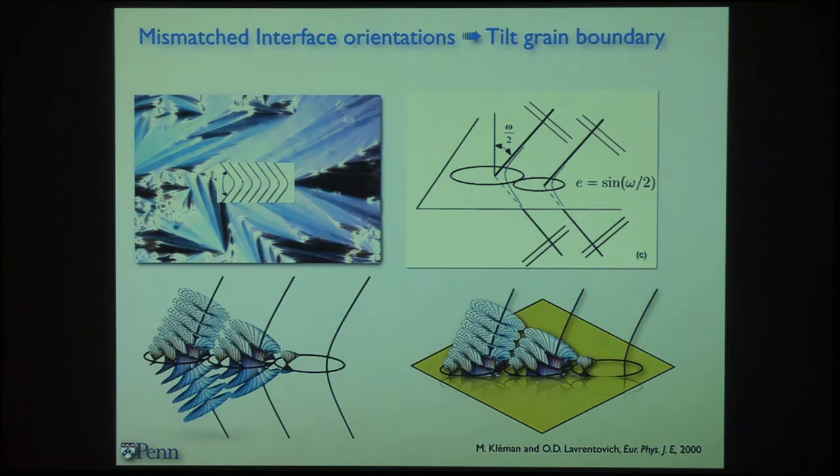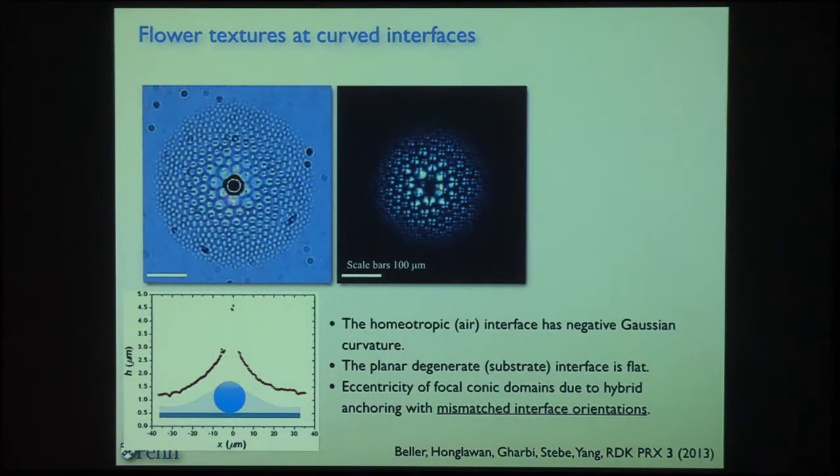Smectic layers, so you can have a grain boundary where the layers are like this here and the layers are like that there, and they are joined by these focal points. And you might say to me, well, what goes in between these holes? Smaller focal conic domains. And between those, even smaller ones. You get an Apollonian packing of focal conic domains. But we did something else.